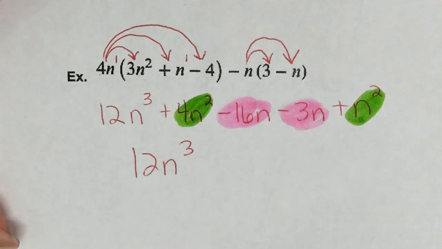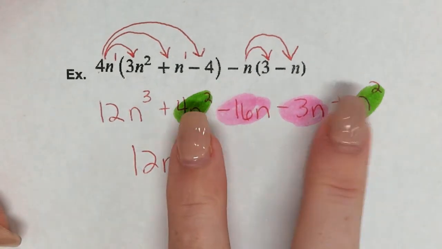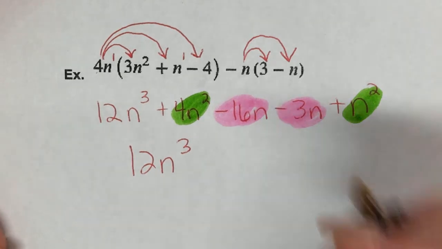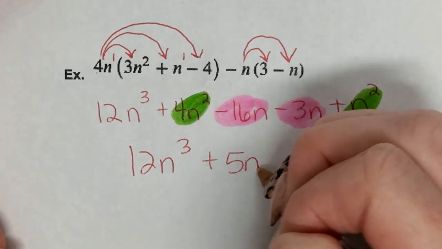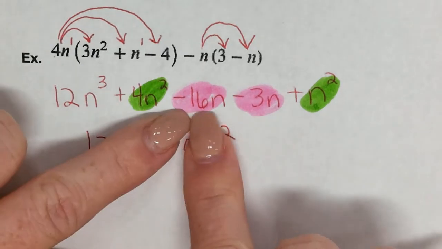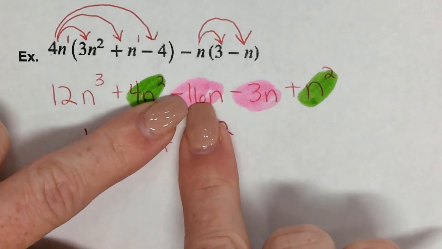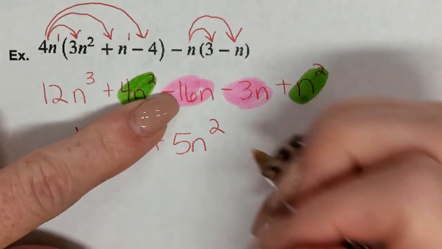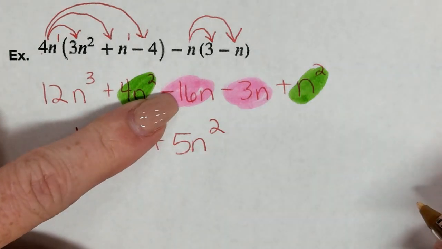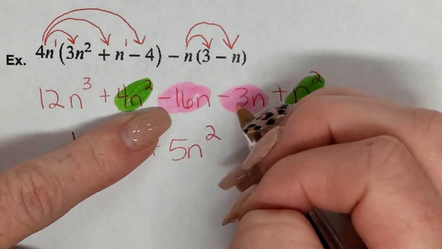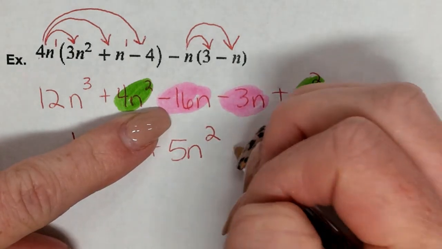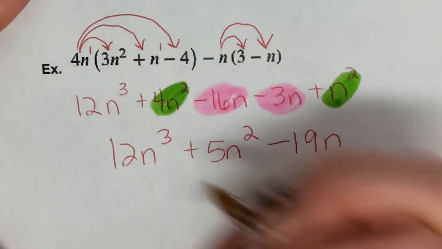What's the next one that would go? The squared. What's 4 plus 1? So plus 5n squared. Now I have negative 16 minus 3. Put it in your calculator if y'all don't know your integer rules. Negative 16 minus 3 is really negative 16 plus negative 3, which is minus 19n.